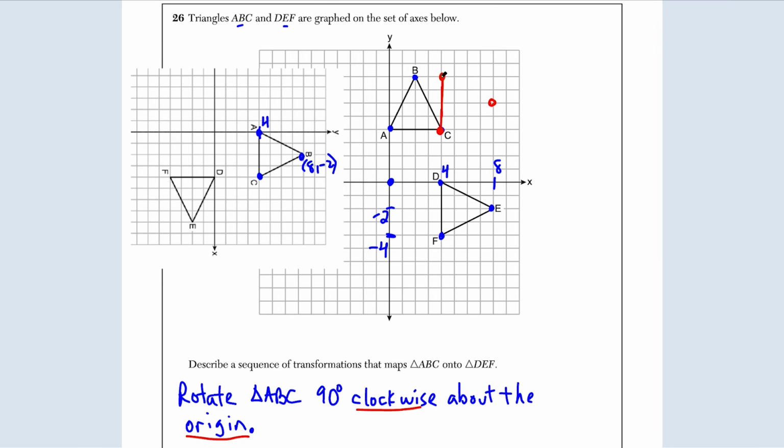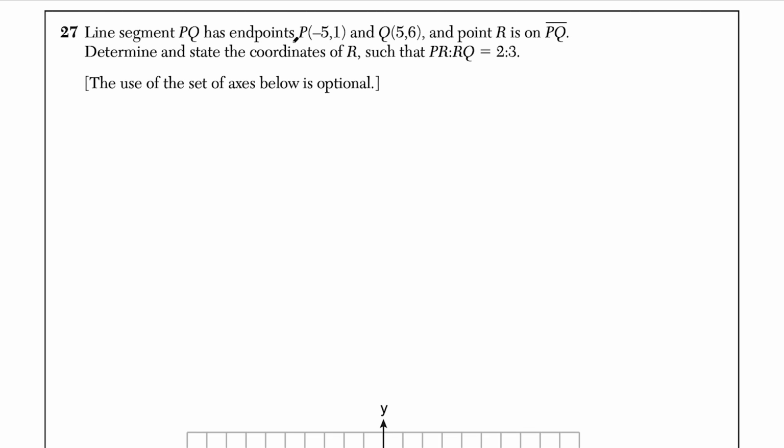So the triangle, if we rotate 90 degrees clockwise about point C, would be facing the correct direction. But then we would have to translate this going down 1, 2, 3, 4, 5, 6, 7, 8. So once again, there's more than one way to do this, but I personally like to do this in as few steps as possible.